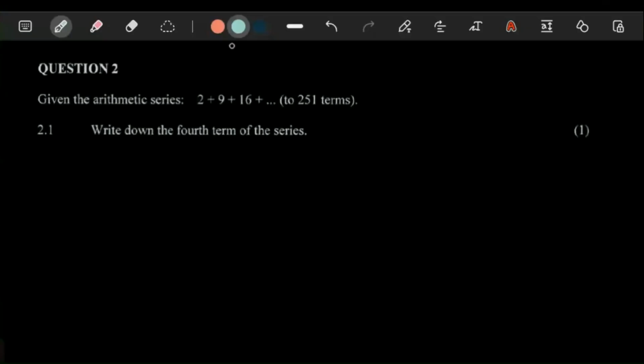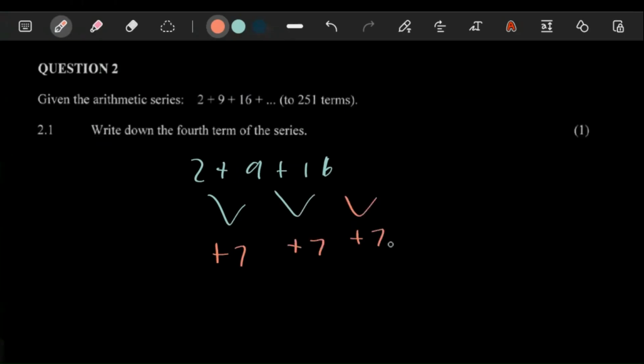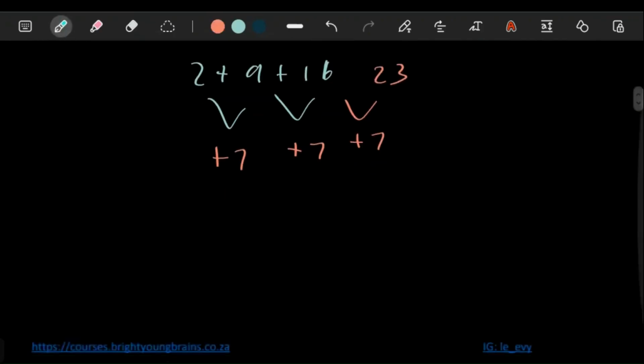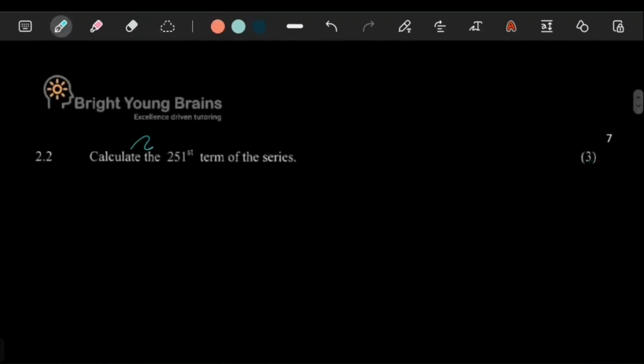Since it's arithmetic, it just means that you are adding or subtracting a common value. From 2 to 9, you add 7. From 9 to 16, you also add 7. So if you add 7 again, you're going to end up with 16 plus 7, which is 23. Getting 23 here, that's fine. I used the calculator because in the exam, trust me, the safest thing is the calculator. So let's use it properly. It says you calculate the 251st term of the series.